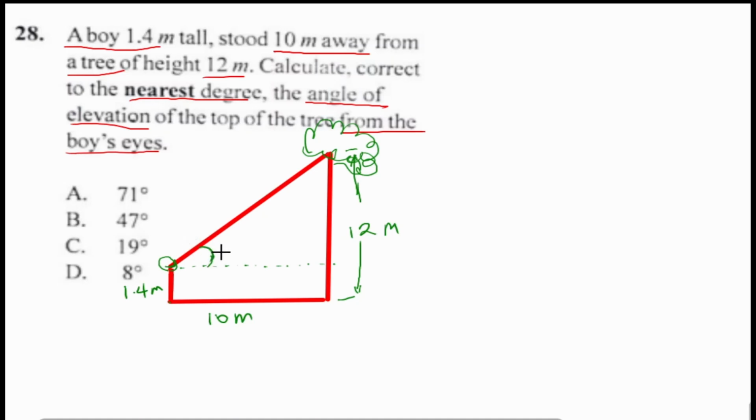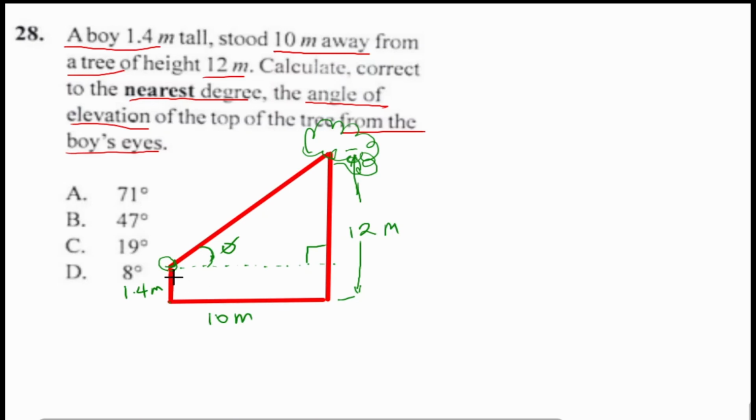So this angle here is what we are looking for, the angle of elevation that we are asked to calculate. But how do we get that? Again, this is an application of trigonometry which deals with right triangle. So when we trace the boy's eye level here, we will see that a right angle is formed here.